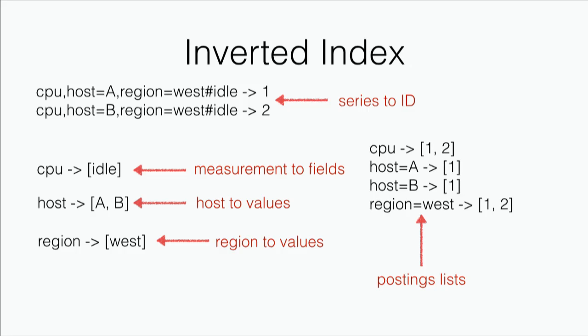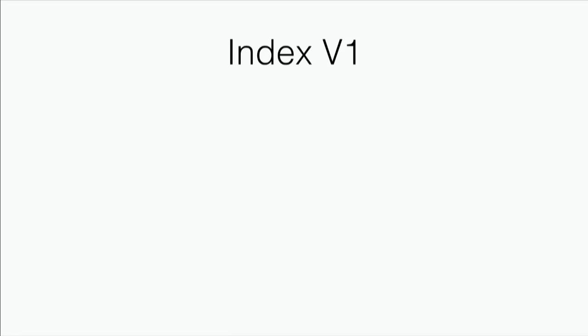And then we have posting lists, right? Specific tag key value pairs, and the measurement itself, what series appear in a specific measurement, and then for tag key value pairs, what series appear in those. So if we have a query, we can quickly do intersections and unions to say what series we have to work with. So like I said, V1 was in memory.